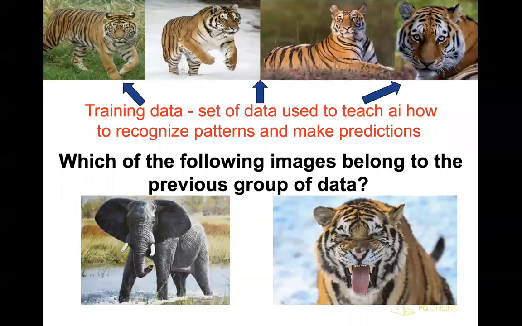This is a keyword, training data. Training data is a set of data used to teach AI how to recognize patterns and make predictions. So look at the top and now think, which image from the bottom would fit in with the top? If you had to categorize the two bottom ones, which one would you put in the same category as the top ones? This one's pretty obvious, it's the one on the right, because it has more characteristics that are to do with the ones at the top.